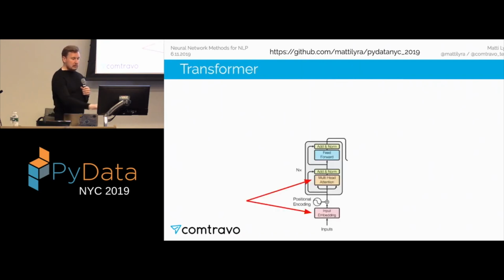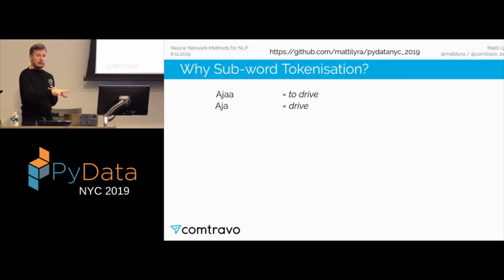Okay, but first, the input embedding. So the transformers and a lot of other neural network methods nowadays as well use something called byte pair encoding or subword tokenization. So they will split words into just some sequences of characters that may or may not be complete words that we as humans would recognize. Why would you do this?